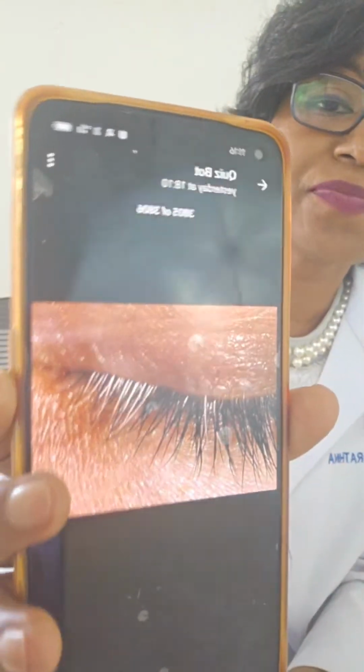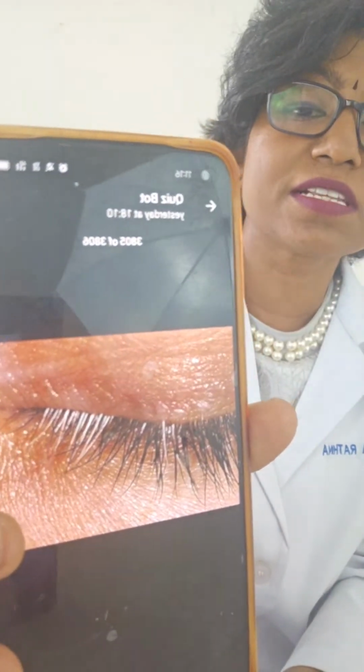Yes, guys? Very good, poliosis, because you can see the graying or whitening of the eyelashes. Typically it is premature. So that is poliosis.